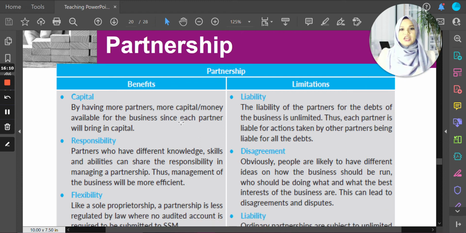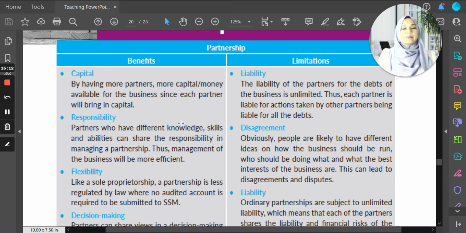For partnership, as you know, there are more people in the business. So in terms of capital, you can have more because you have more partners to bring cash or assets into the business. Responsibility, you may divide the responsibility among your partners according to their skills or qualifications.